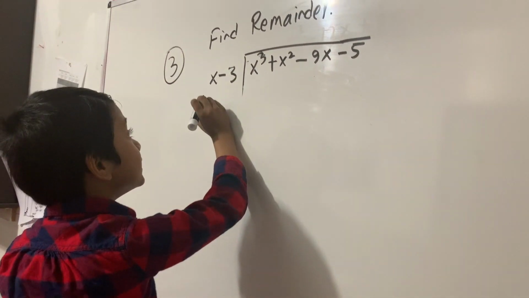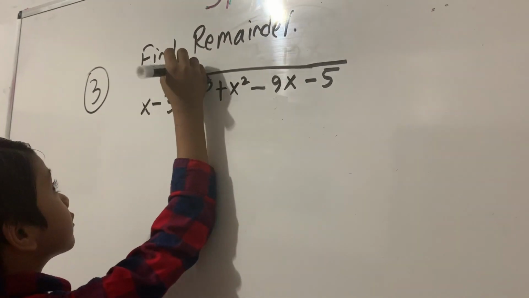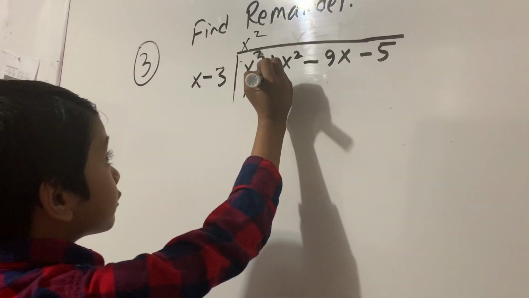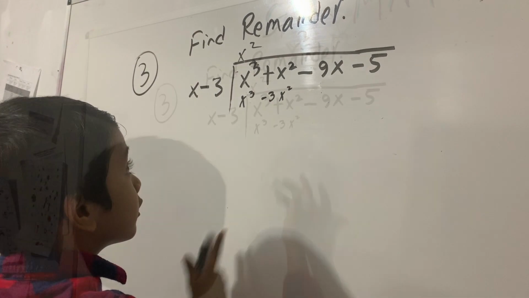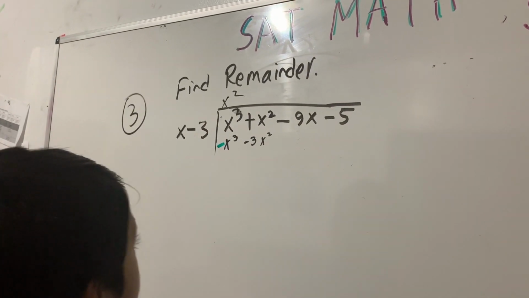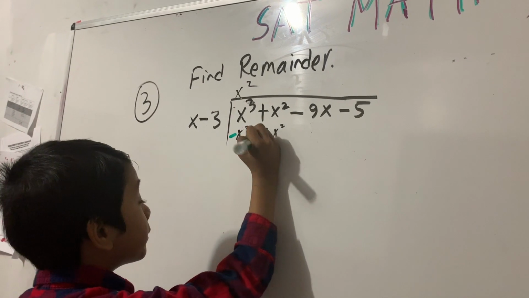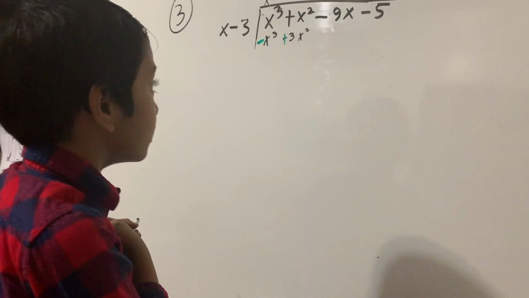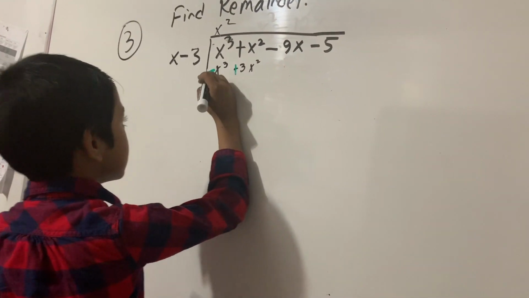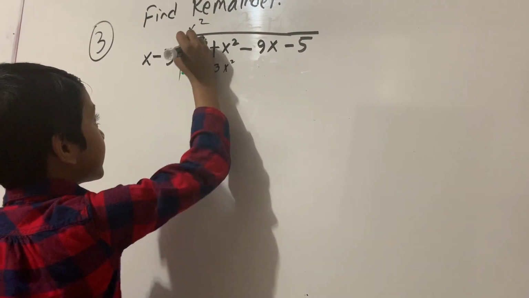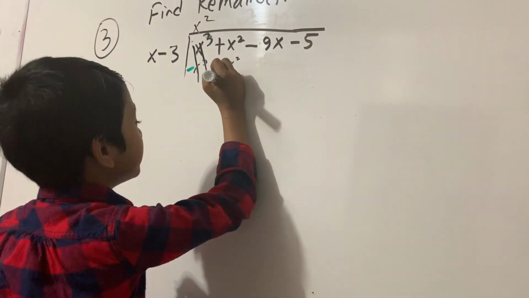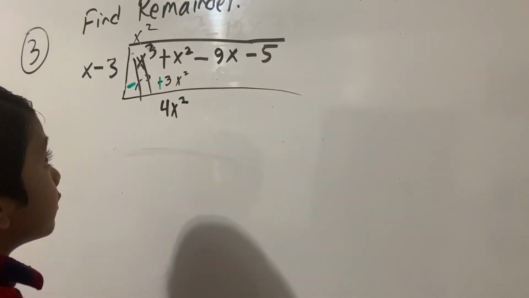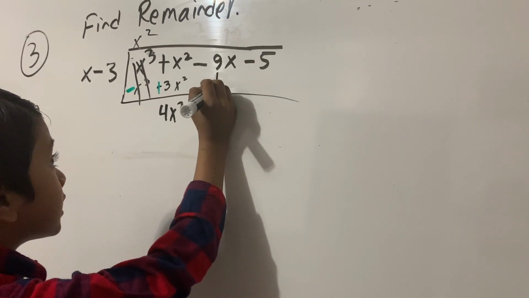So, anyways, x³ divided by x is x². x² times x is x³. Then minus 3 times x² is minus 3x². Let's use green. So minus x³ plus 3x². So, these cancel out, which leaves us with 4x² here. So you have 4x², and minus 9x comes down.